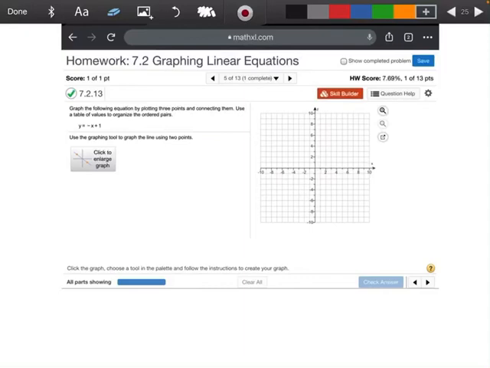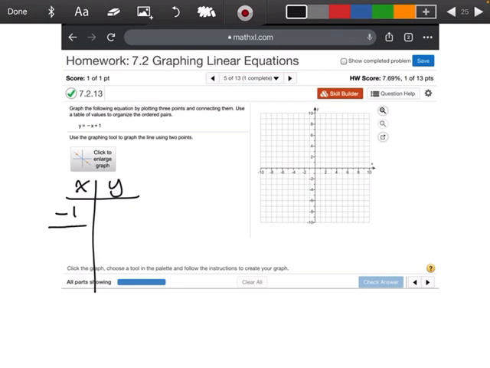All right, so this is number 5 out of 7.2, and it says graph the following equation by plotting 3 points and connecting them. Use the table of values to organize the ordered pairs. Okay, so notice again, it doesn't give me a table of values, so I'm going to make one up myself. And I'm going to try to keep this as easy as possible.